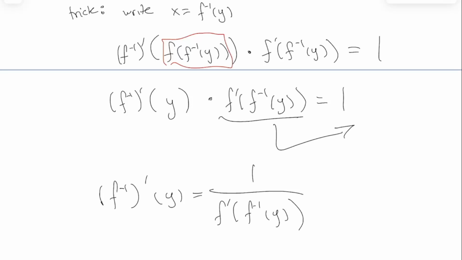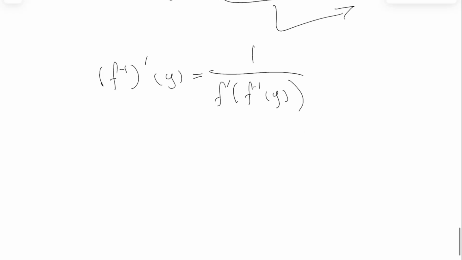And this is a formula for the derivative of the inverse. Now, I'm using the variable y, although usually this formula is written using the variable x. So using x instead of y, I'll write this as a labeled theorem here. Would you mind if I write a theorem?